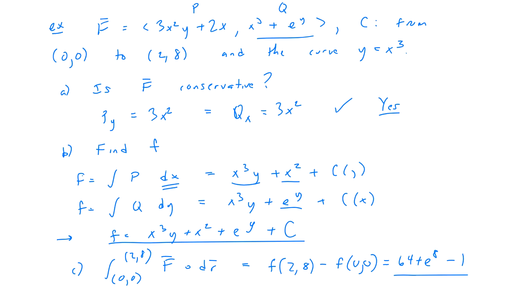So if it's conservative, then I can take the equivalent of the antiderivative, which is to get this thing, the potential function, and then just plug in the two endpoints.